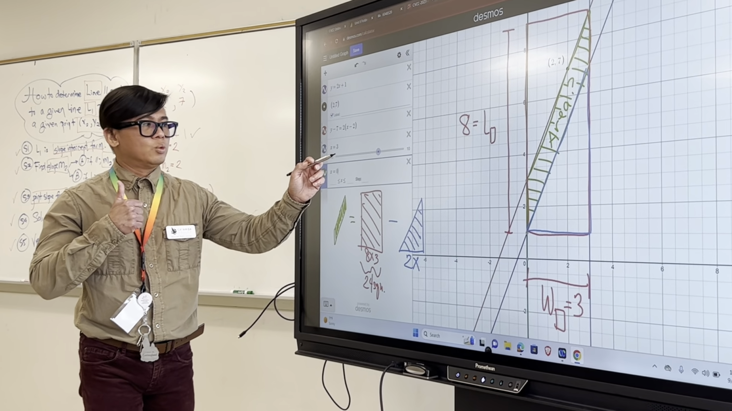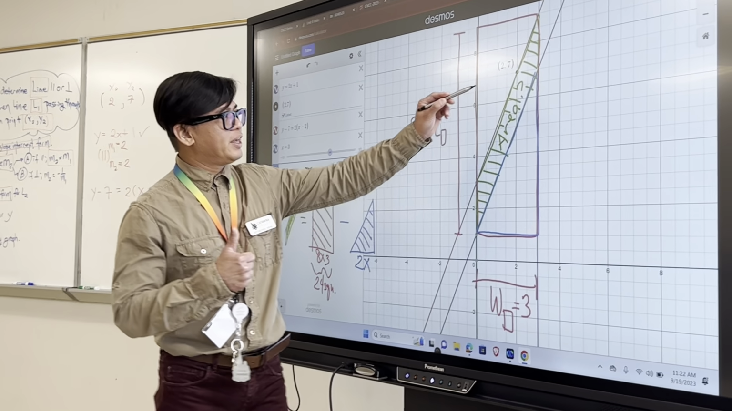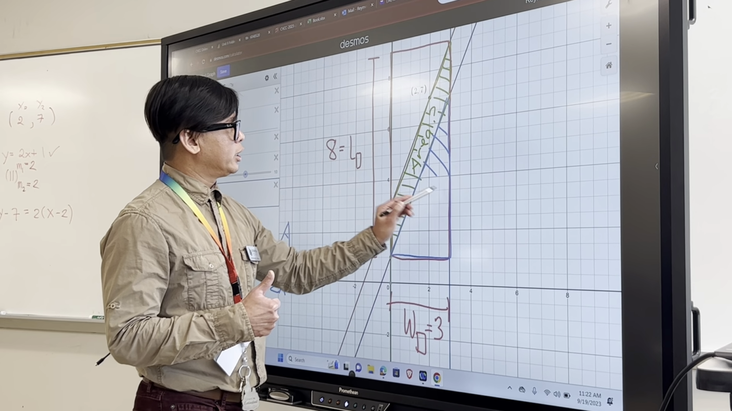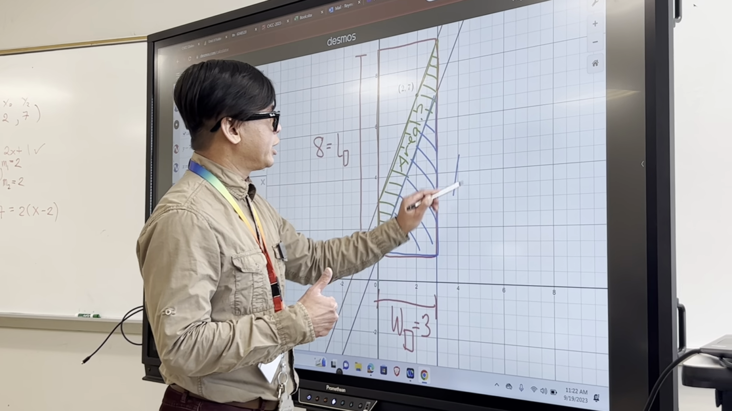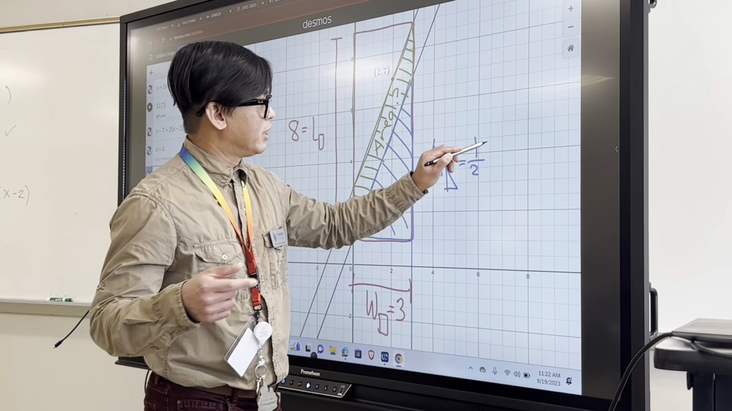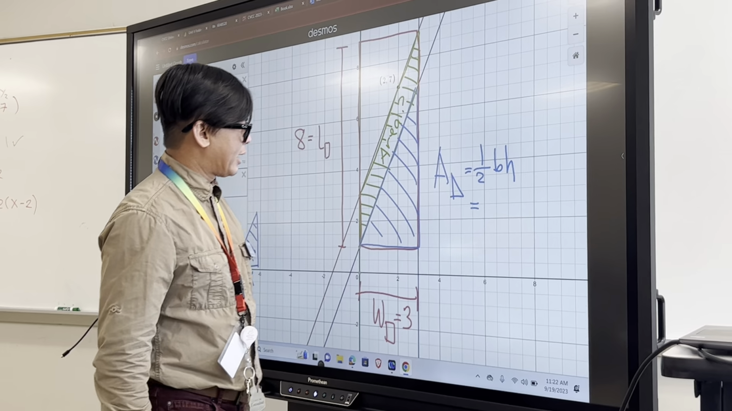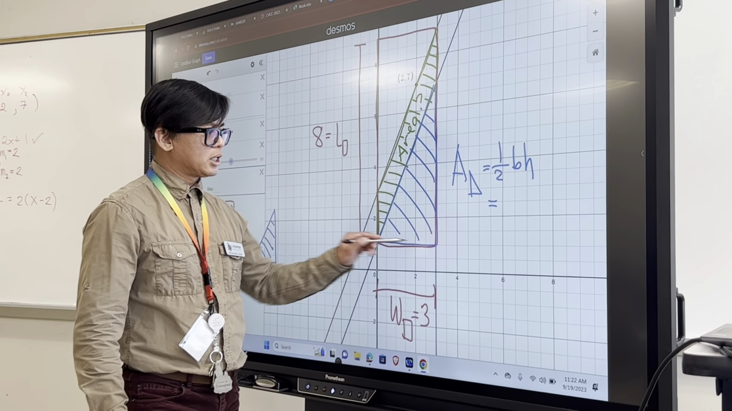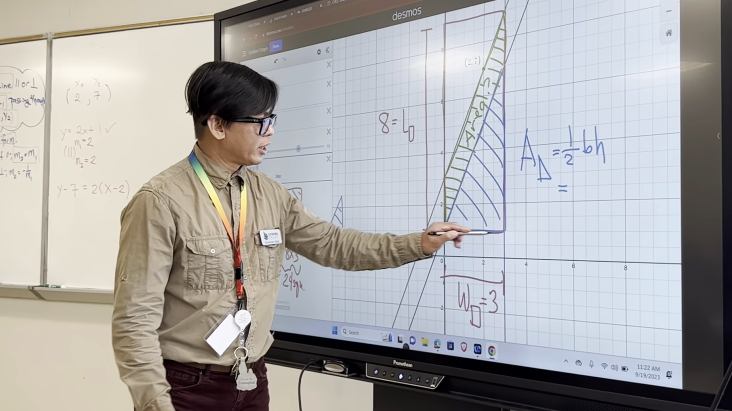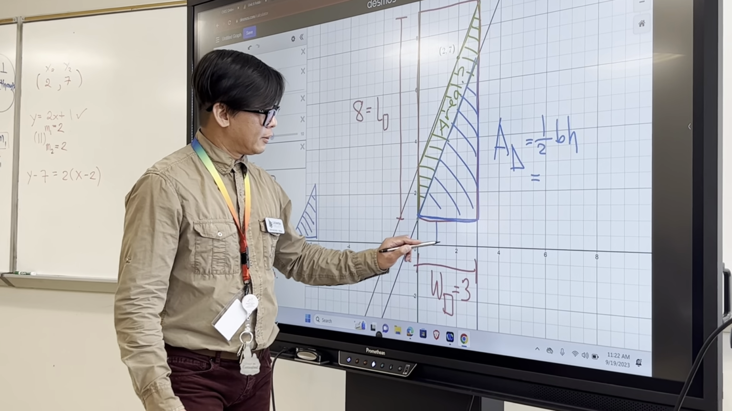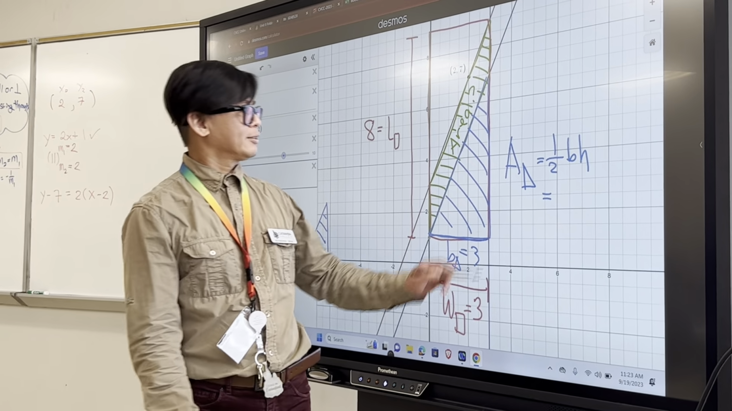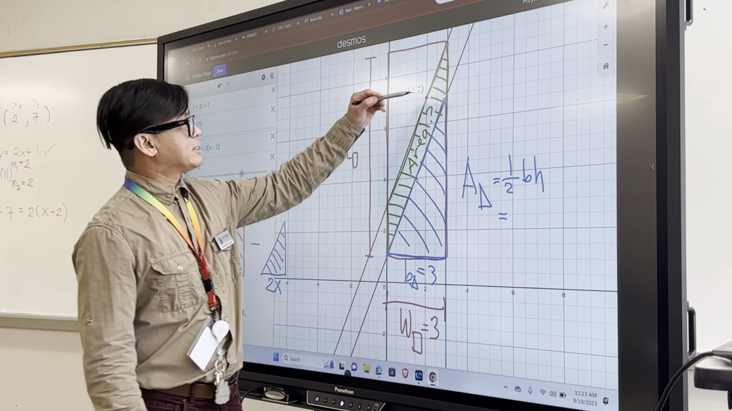Let's go back now to the triangle itself. For this triangle, I'm going to color it blue. First of all, the area of any triangle is equal to what? Half base times height. Very good. That is correct. Now, what is the base of this triangle? What's the base of this triangle? The same as the width of the rectangle? 3. Very good. That is correct.